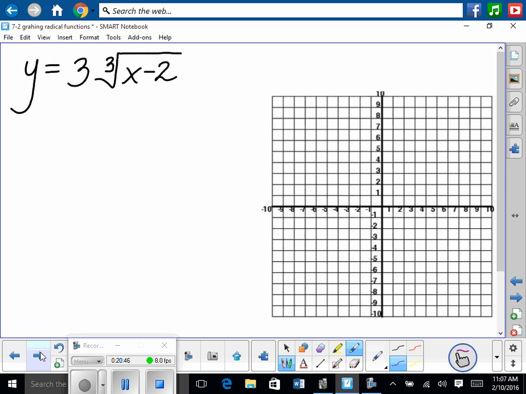Here's my example. Okay, so we have 3 times the cube root of x minus 2. I do expect you to be able to do this part by hand. We're going right 2. Anything up and down? No. The 3 is the acceleration, huh? So there's my starting point. Now I want you all to type it into your calculator. Let me show you how.